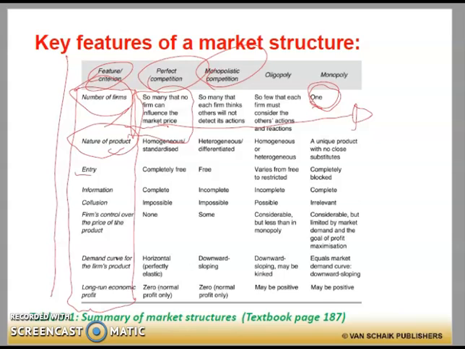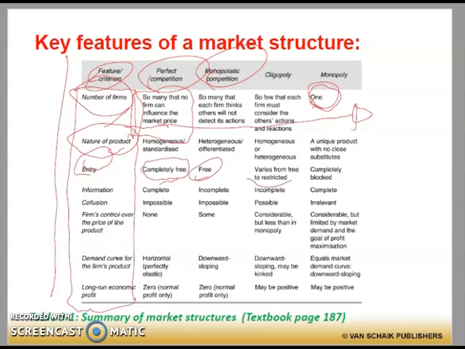The third criterion is entry or mobility, which refers to the ease or difficulty with which firms can either enter or exit the market. Entry varies from perfectly free to totally blocked, as you can see. In a perfectly competitive market, entry is completely free, while in monopolistic competition, it is also free.